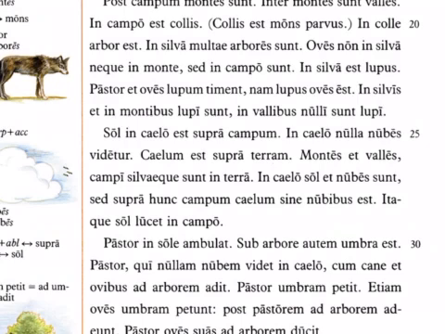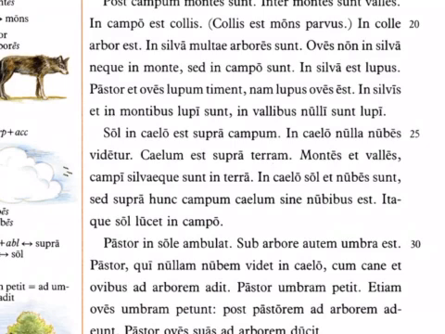Now here we get a passive verb, videtur. It means is seen. So in the sky, in caelo, no cloud, nulla nubes, is seen. Caelum est supra terram. The sky is above the land. Montes et valles, campi silvaeque sunt in terra. Mountains and valleys, fields and forests are on the earth, on the land. In caelo, sol et nubes sunt. In the sky, the sun and the clouds are.